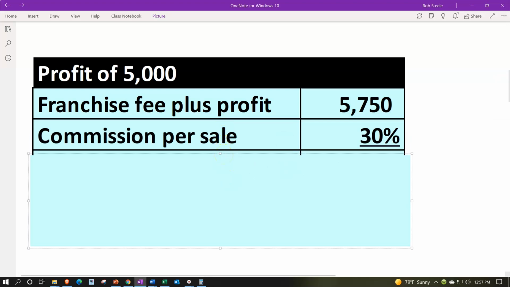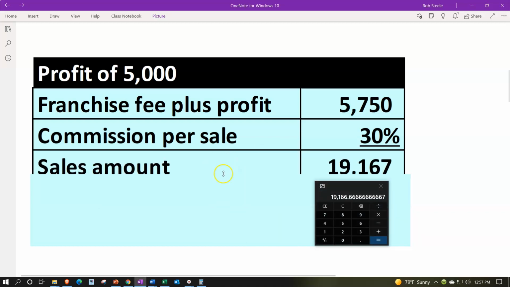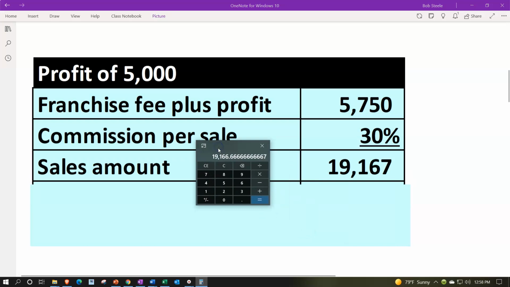5,750, and the commissions for the sales are 30%. So we'd have to say, okay, 5,750 divided by 0.3 would mean that we would need to be making sales of about 19,166.66, so 19,167, because if I sold that much in dollar amount times the 30%, 0.3, that would give us the 5,750, of which minus 750 I would have to pay to the franchise, leaving us with the profit of the 5,000. So you could do the same kind of calculation to figure out what the profit would be.